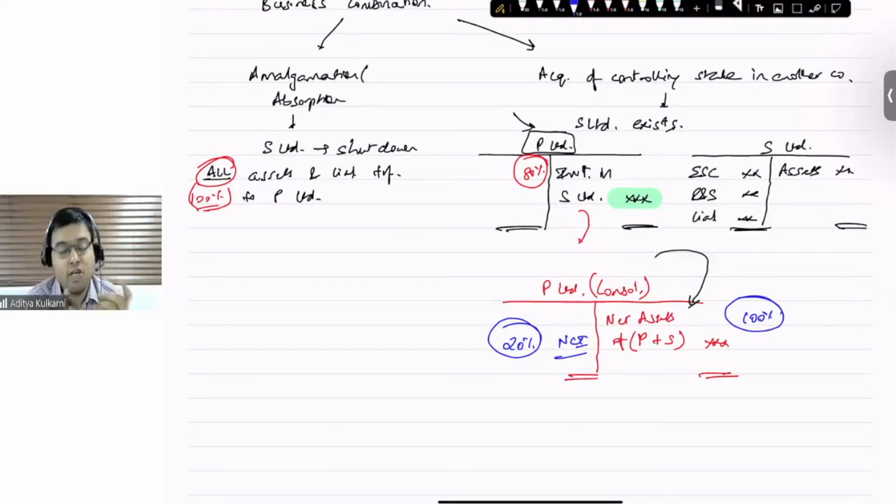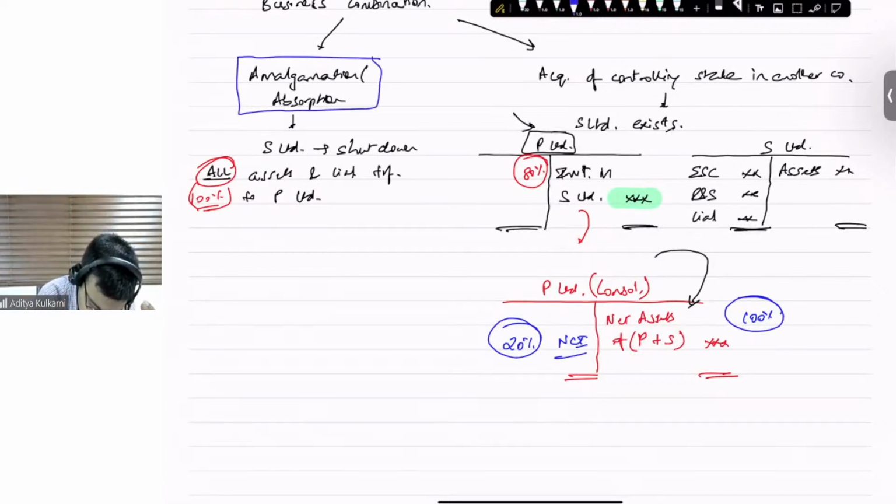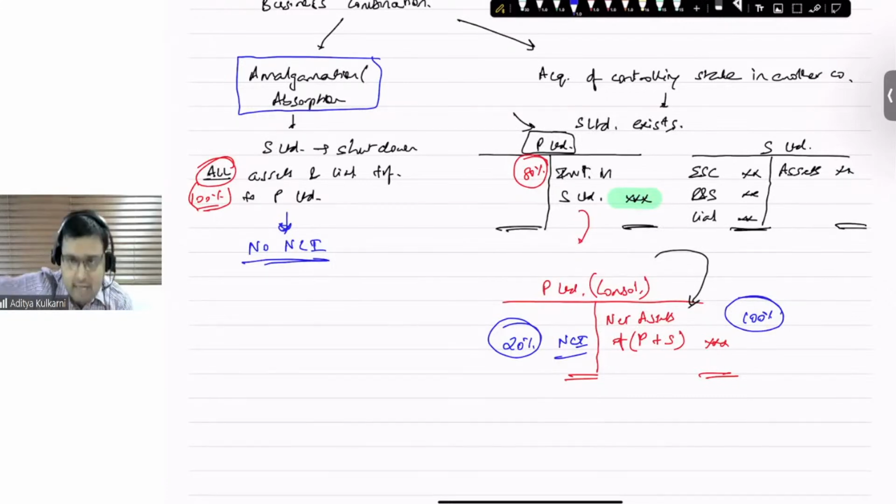In standalone, you will have the effects of amalgamation or absorption in this scenario. If it is in the nature of amalgamation or absorption, there won't be NCI here. No non-controlling interest. Sir, for non-controlling interest to be there, S Limited should exist in the first place. But here what is happening? Where does S Limited survive? S Limited is shutting down. So therefore, there is no S Limited. There cannot be an NCI here.